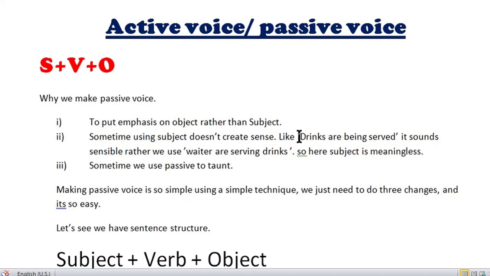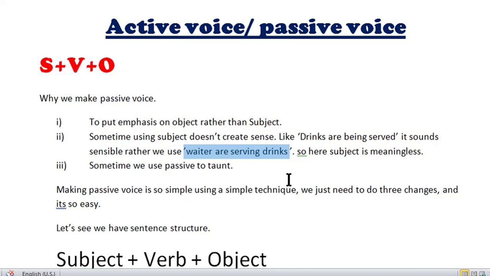Just for example, just see this one. Drinks are being served. It sounds nice and it's kind of musical. But if we say waiters are serving drinks, it looks meaningless and it doesn't have any music in it. So sometimes the subject is meaningless. We don't need to mention subjects. And sometimes we use the passive for tone. When we use a tonal language, we use passive voice.